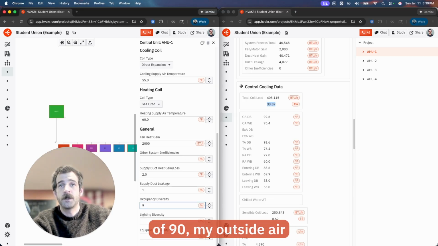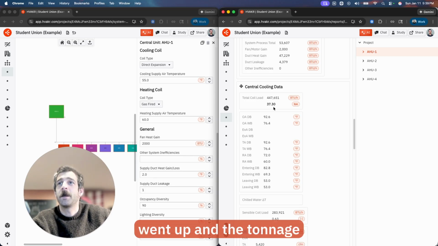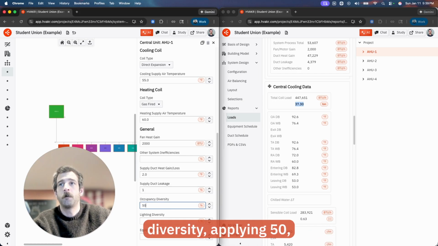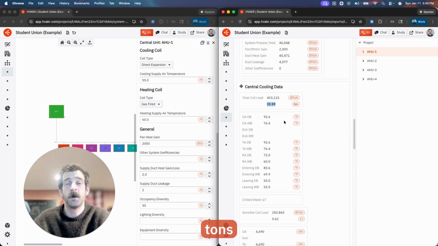So if I have a diversity of 90, my outside air required just went up and the tonnage on that coil went up as well. Whereas if I was more careful with my diversity, applying 50, I'm going to see that reduction, and I just shaved off about 4 tons on that coil.